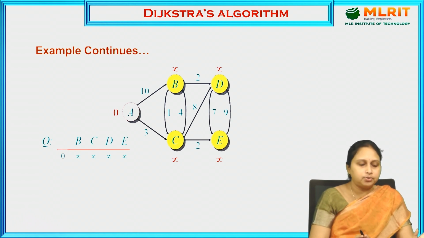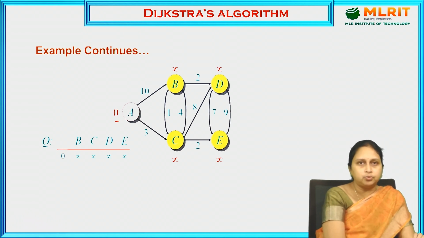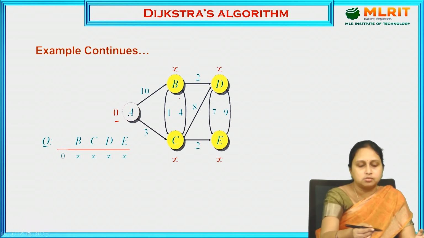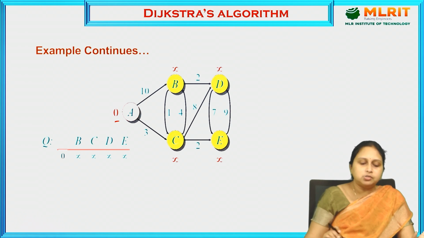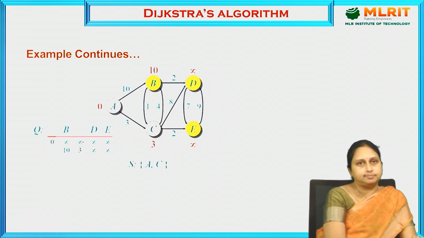I have selected A as the source vertex, and from there I am going to move. Initially all values are infinity. Now from A, what are all the outgoing arrows? Those values we need to place in this tabular form, right? What are the values you have? 10 and 3. Those values are there for A to B and A to C.